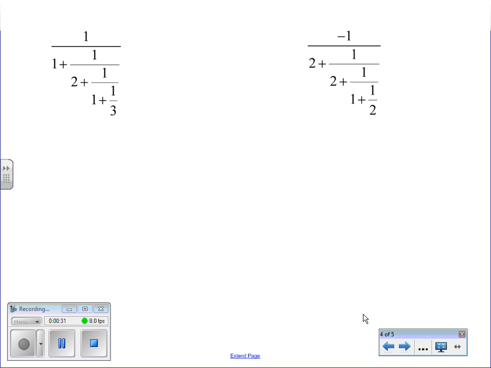And so what we're going to do to simplify this is we actually need to start from the bottom and work our way toward the top.